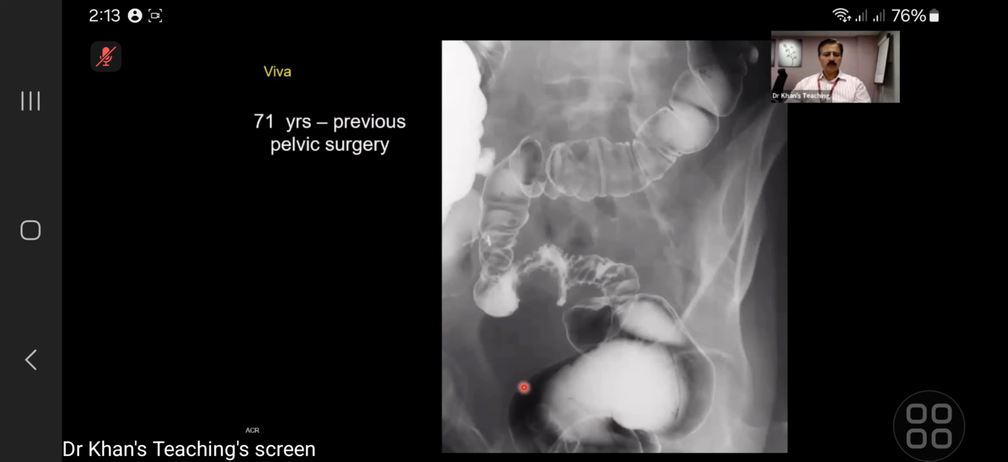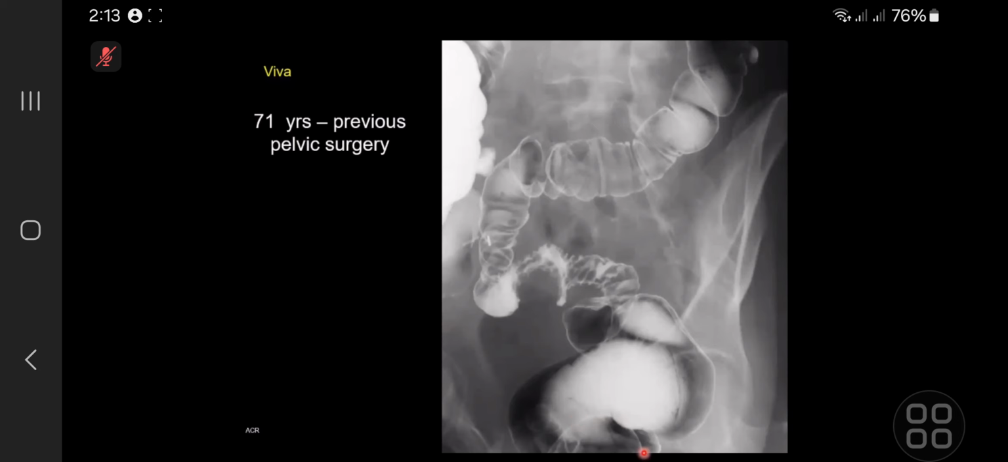71-year-old? Yeah. Other possibilities. Your thinking is good because you are thinking on what kind of surgery, right? So I'm giving you a 71 years old with previous pelvic surgery. Over to you. Maybe colonic cancer. So this is a female. Hysterectomy might be the cause.